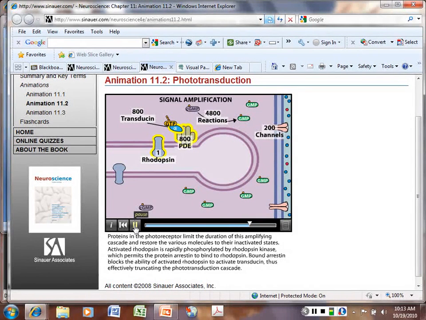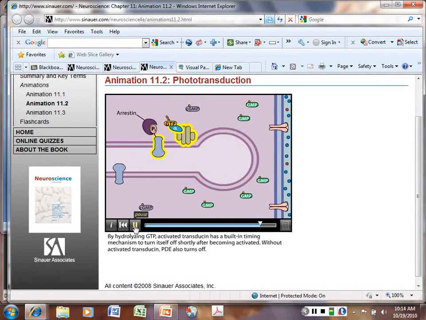Proteins in the photoreceptor limit the duration of this amplifying cascade and restore the various molecules to their inactivated states. Activated rhodopsin is rapidly phosphorylated by rhodopsin kinase, which permits the protein arrestin to bind to rhodopsin. Bound arrestin blocks the ability of activated rhodopsin to activate transducin, thus effectively truncating the phototransduction cascade. By hydrolyzing GTP, activated transducin has a built-in timing mechanism to turn itself off shortly after becoming activated.